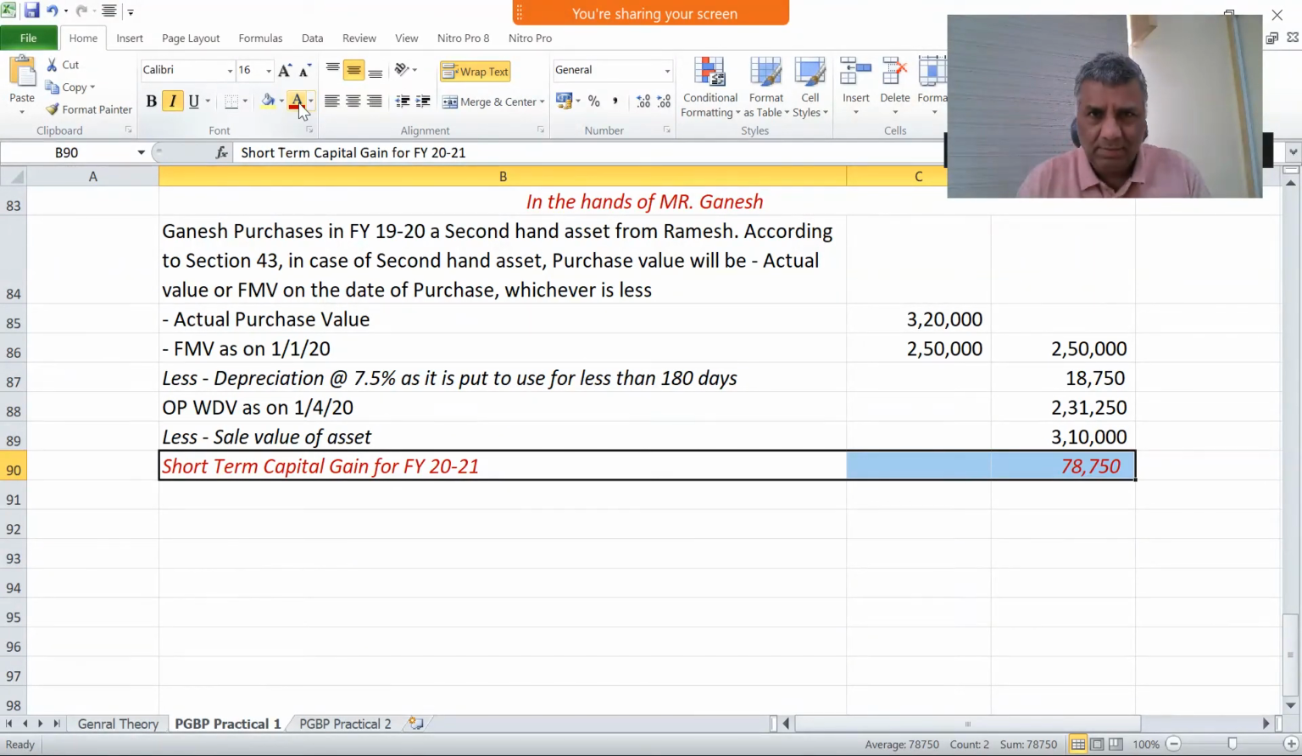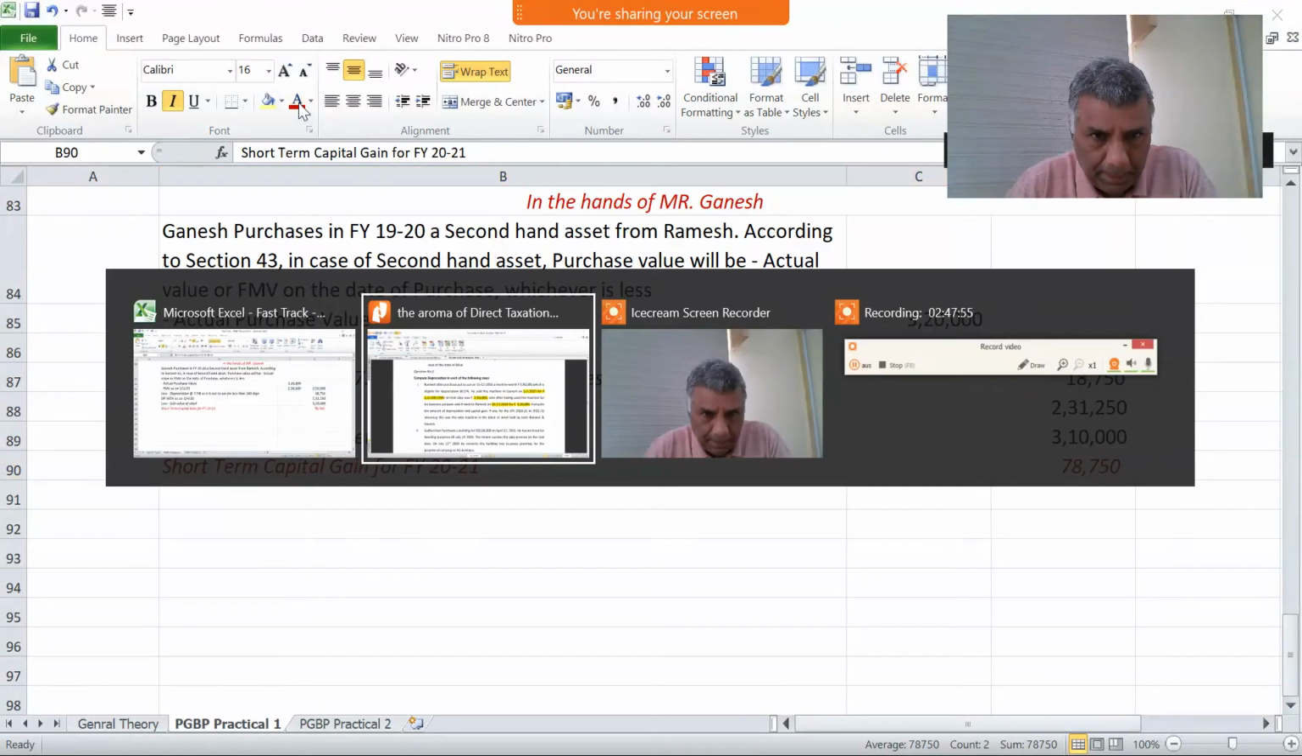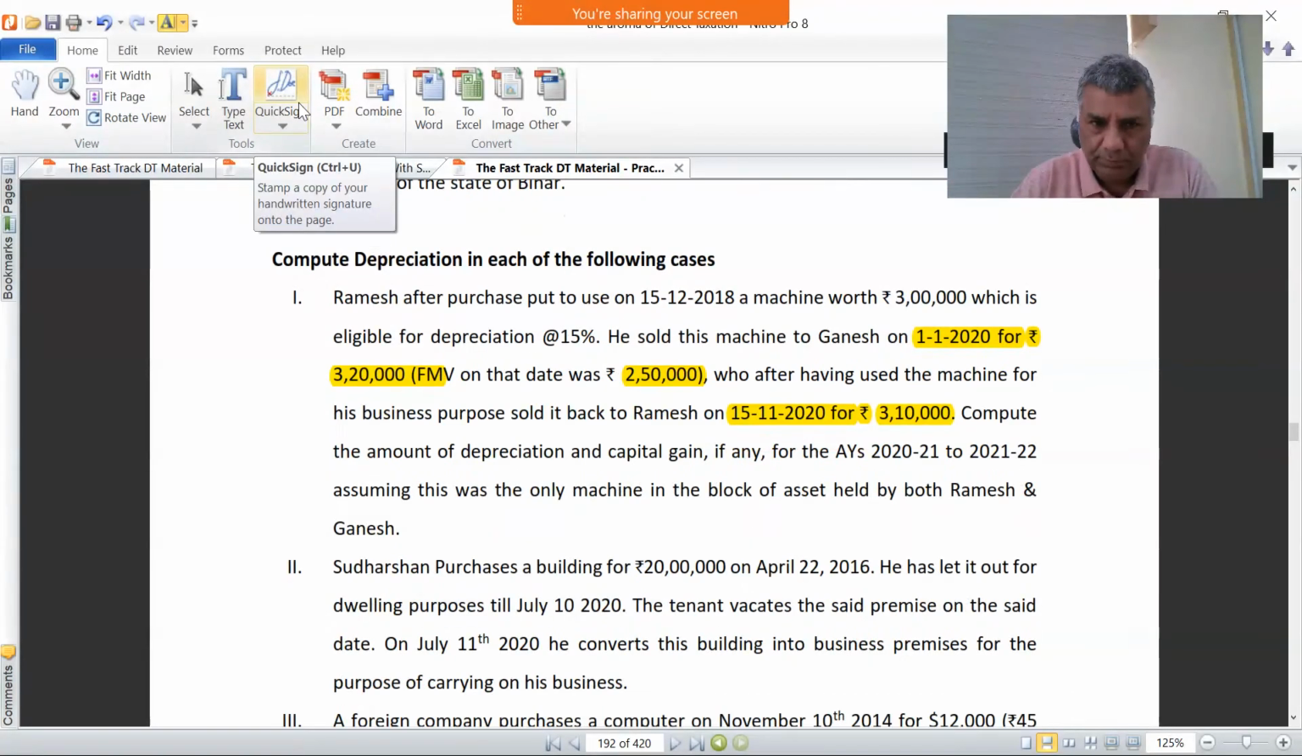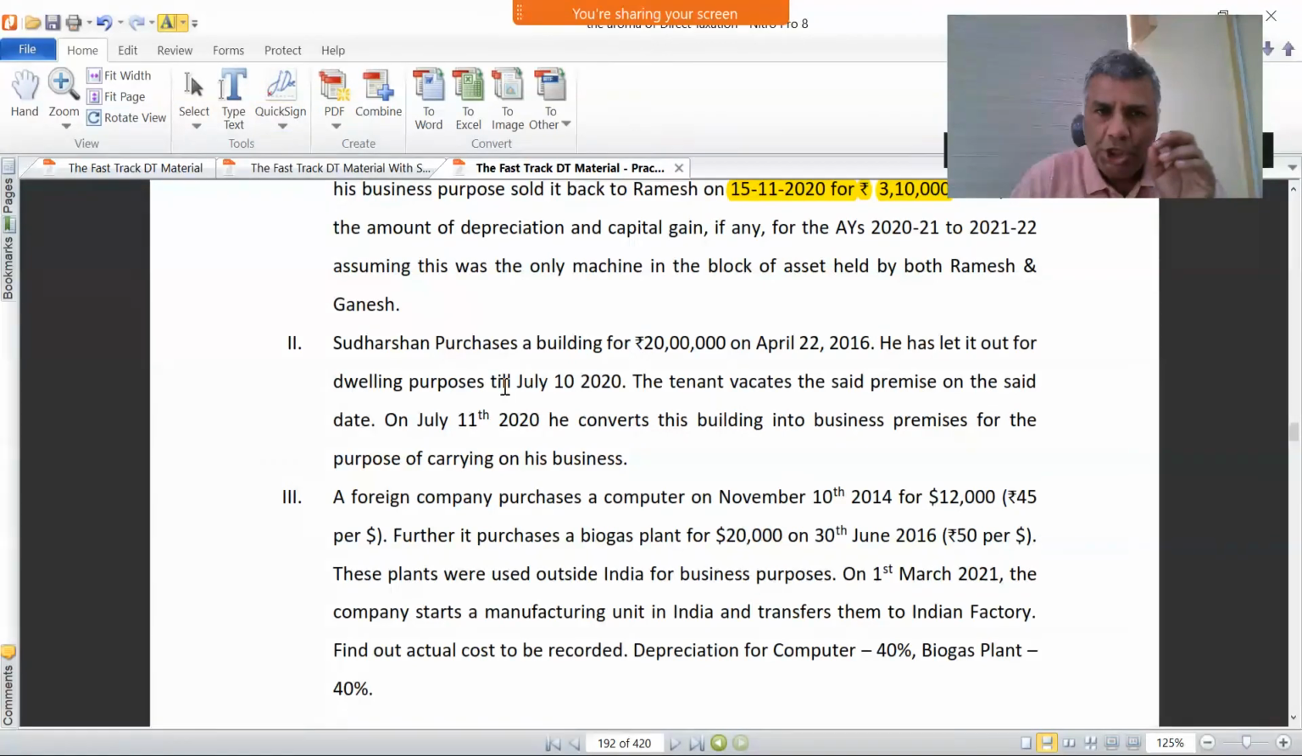Rare question. Sudarshan purchases a building for rupees 20 lakhs on April 22, 2016. He has let it out for some business purposes. The tenant vacates on the said date. He converts his building into business premises for the purpose of carrying on his own business. What should be the value recorded?